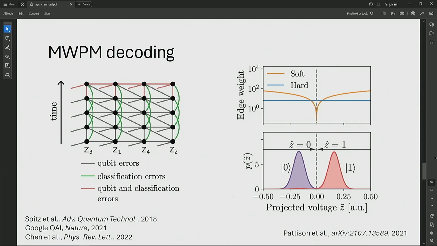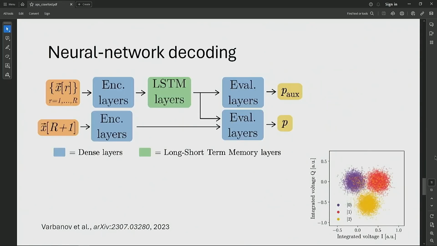Our second decoder is a neural network decoder based on this paper here. And again, we have both soft and hard variants. The hard variant takes just the observed defects as inputs. The soft variant also takes in, in the bulk of the experiment, the probabilities of the defects occurring given the soft measurement outcomes. And it also takes in leakage flags.